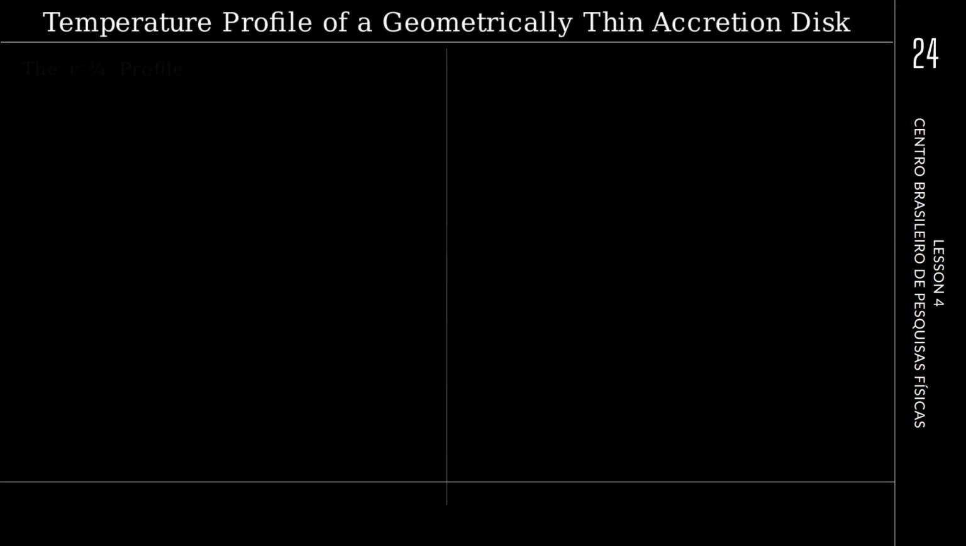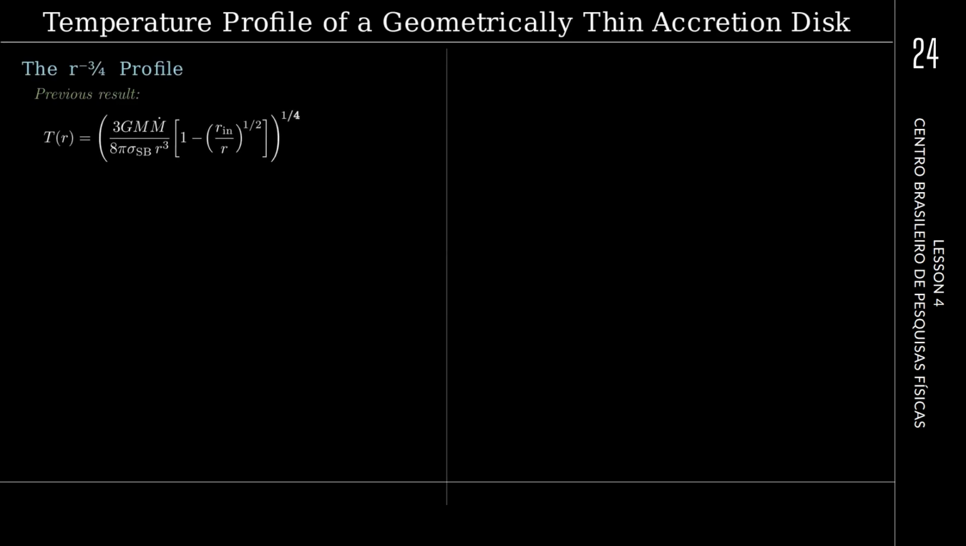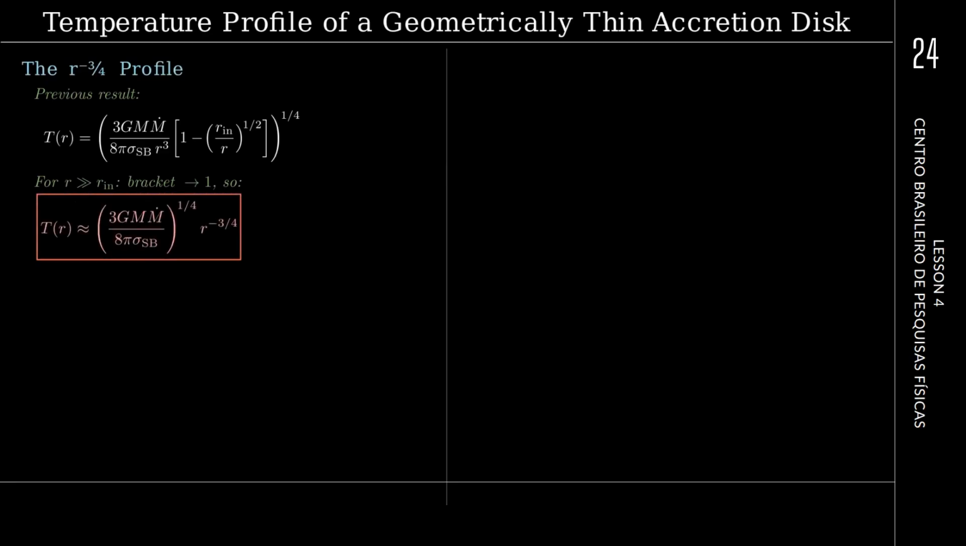Okay, so the R to minus 3/4 profile, which means far from the black hole. This is what I already told you. So this goes to 0, the brackets go to 1, and then we have this formula here. But okay, this is just what I mentioned before. Now let's focus on another thing. Let's try to compute the maximum temperature of the disk.